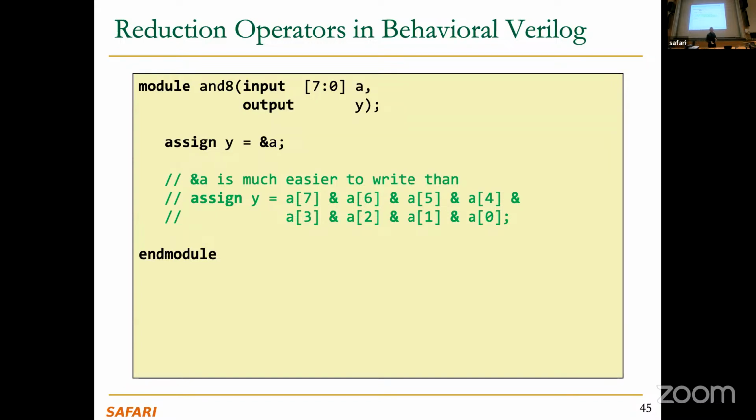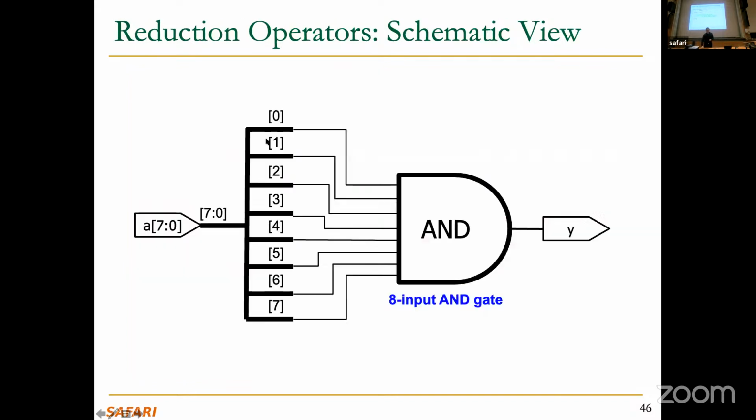So now you can see that this is not a gate level description. Gate level description would be something else, right? This is completely, now we're going higher level, right? Okay, but this is one implementation of that reduction operator.